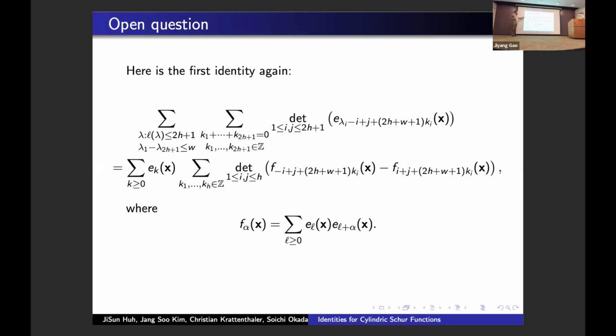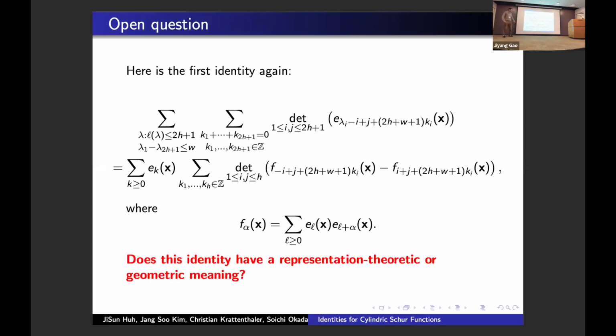The open question is, since I explained to you that this is something that does appear in representation theory, whether there is a representation theoretic meaning of this identity. I don't know it. And so I leave you with that question.